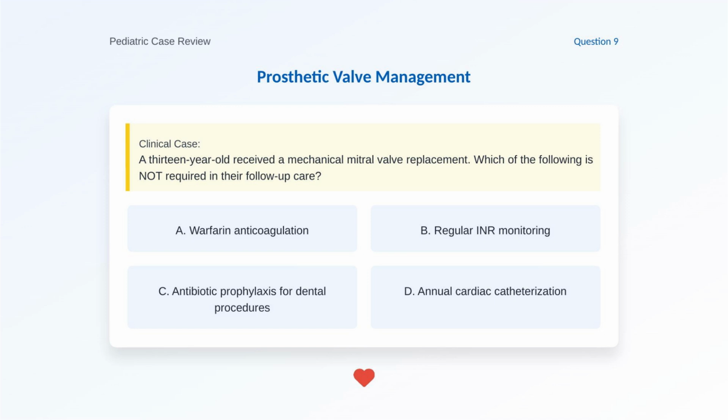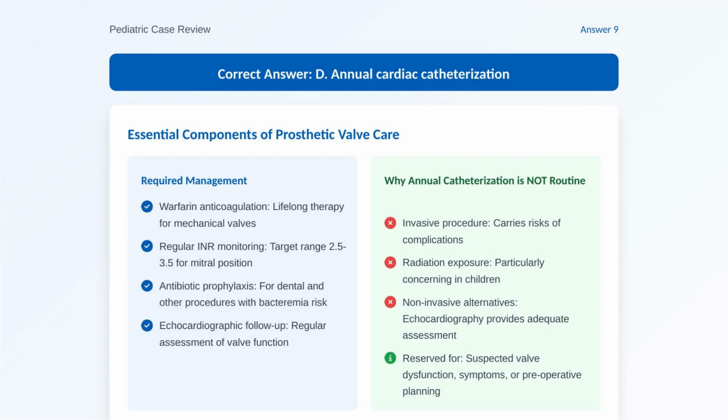To answer this question correctly, you need to be familiar with the standard follow-up care requirements for pediatric patients with mechanical prosthetic heart valves. Consider the necessary components of long-term management, including anticoagulation therapy, monitoring requirements, infection prevention strategies, and appropriate surveillance methods. Identify which of these options is not typically part of the routine follow-up care for patients with mechanical prosthetic valves. The correct answer is D.